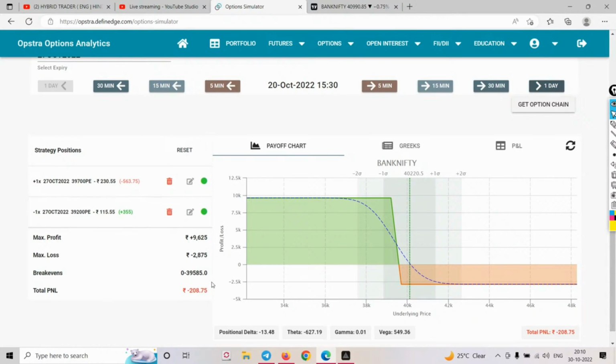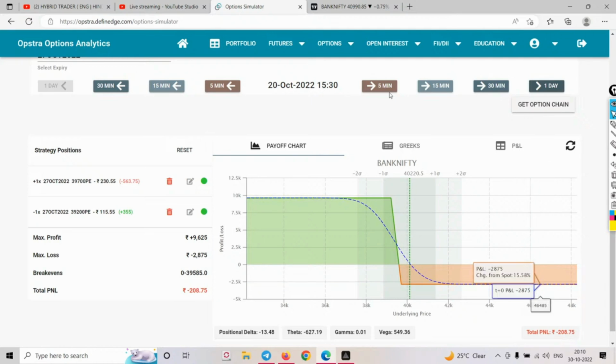This is the beauty of deploying the put debit spread. We get very good premiums on the put side. That's the reason whenever you go for a put debit spread, you'll get very good risk to reward. So 3,000 versus 9,600, that is almost 1:3. The maximum profit is 9,000 and the maximum loss 3,000. We are at 3:30, at a loss of 208 rupees.